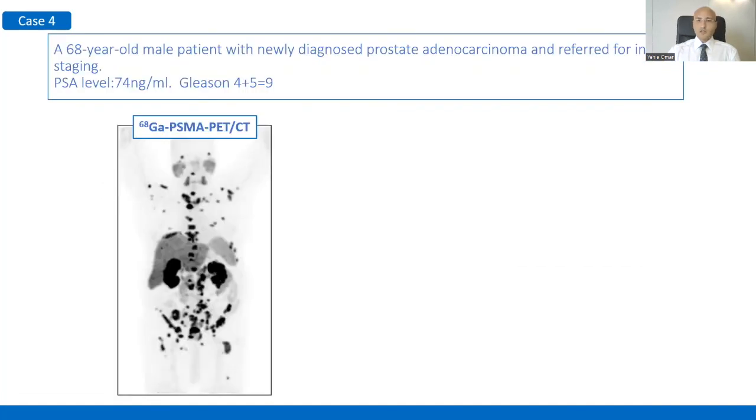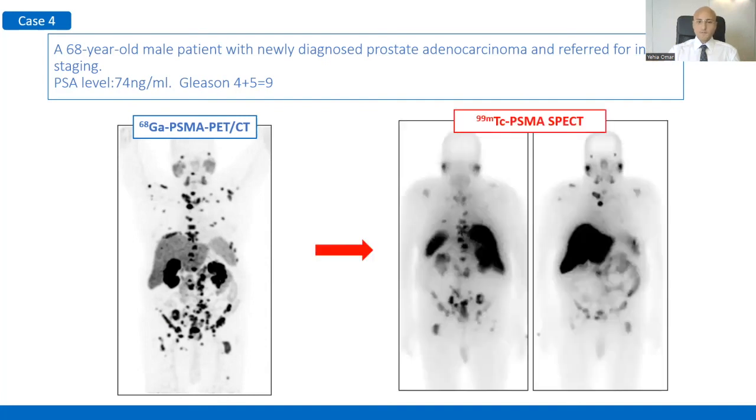Now moving to the final case, again a comparison between gallium PSMA and technetium to highlight the difference. So this is a 68-year-old male patient with newly diagnosed cancer prostate, referred for initial staging. The PSA level is 74 and the Gleason score is 4+5. As you can see in the gallium PSMA, multiple metastatic bony lesions, and here are the technetium images.